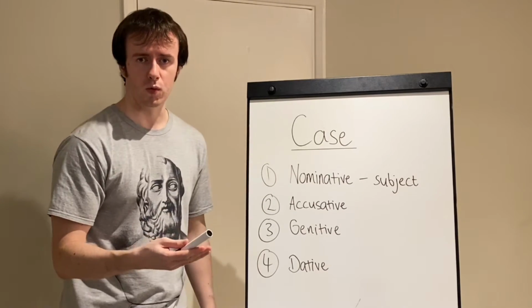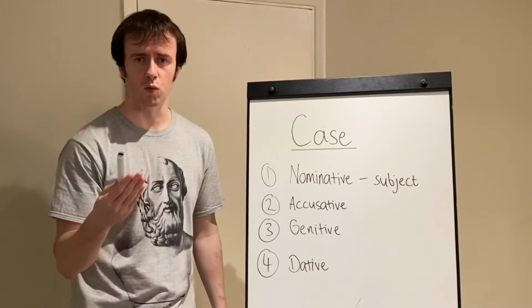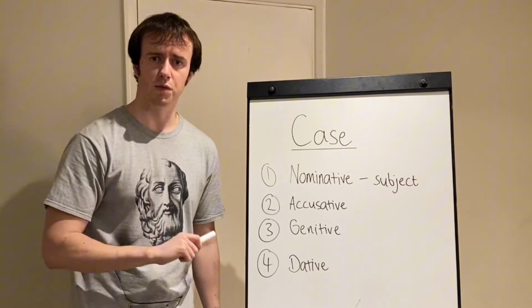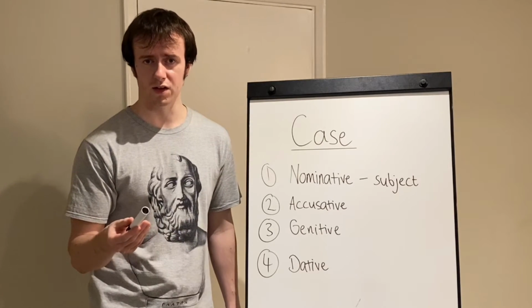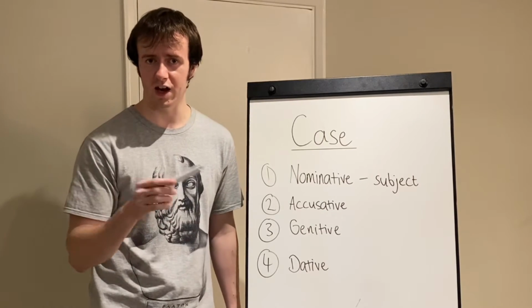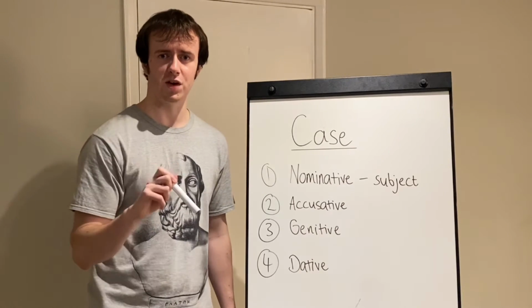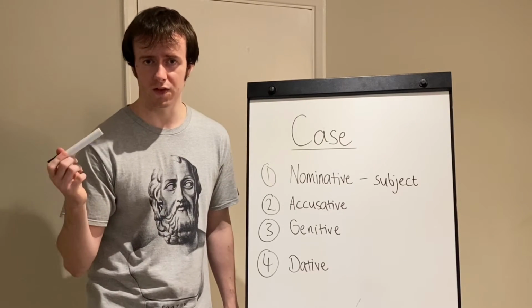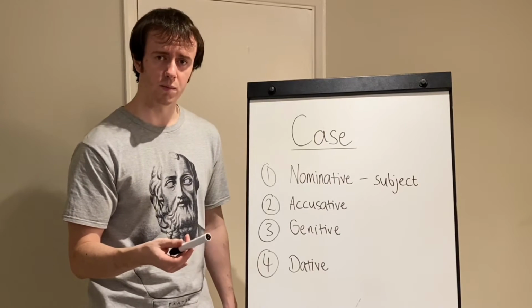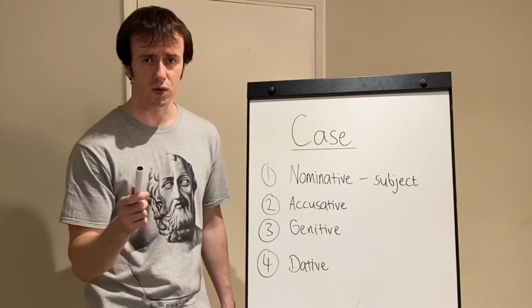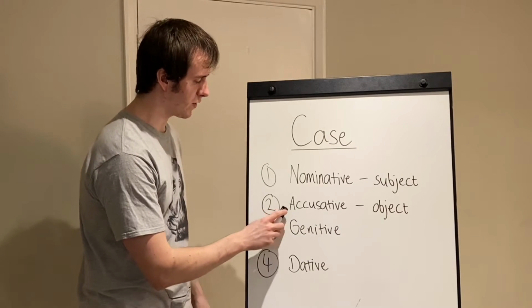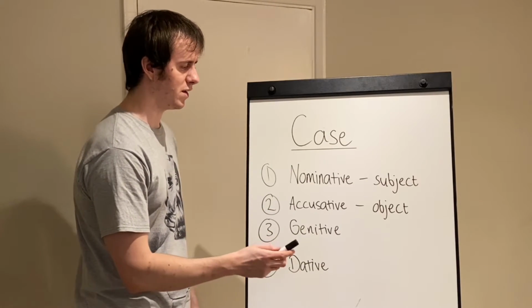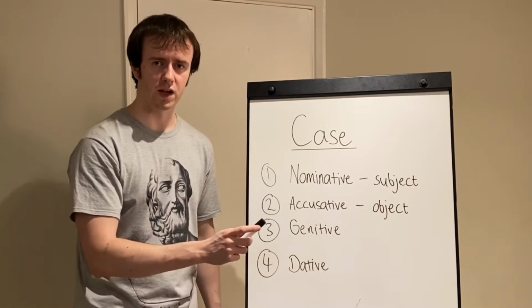So for example, in the sentence, the girl walks, the girl is the subject because she's the one doing the walking. Likewise, in the sentence, the boy is carrying a chair, the boy is the subject because he is the one doing the carrying. And in both of those examples, the girl and the boy would appear in the nominative case in ancient Greek.